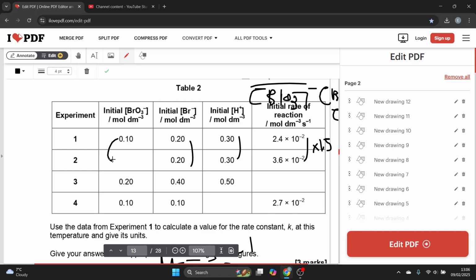What's going to happen to this? I'm going to just times by 1.5. Very simple. But then the other parts, this part's going to be harder, 2 to 3. Well, here I'm going from 0.15 to 0.20, so I'm times it by 4 over 3. Here I'm timesing by 2. Here I'm timesing by 5 over 3.